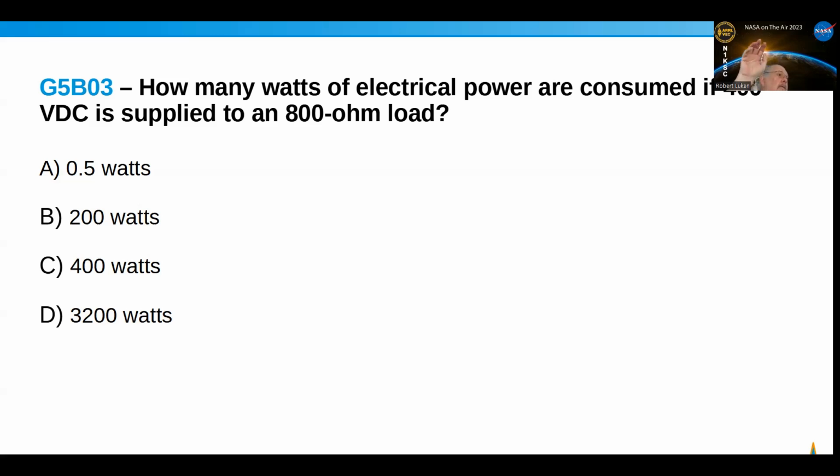So if I take 400 and divide it by 800, that's 1/2 times 400. So 400 divided by 2 is 200. Let's see if that's right. But you don't need a calculator for that. Okay, I was wrong anyways.